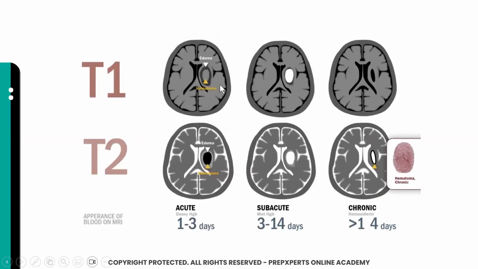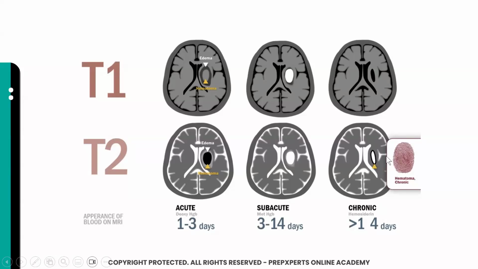Okay, so this is another picture for the same thing that we discussed. In acute hemorrhage, this is going to be iso hematoma with edema, and on T2 the hematoma is going to be dark and edema is going to be bright. Then in subacute, as we saw, this is going to be BB, bright, bright. And then in the chronic stages, that is going to be dark, dark.